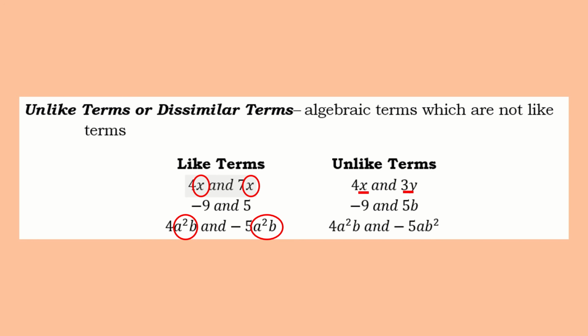So kapag unlike terms, we have here 4x, 3y, 9, 5b, 4a squared b, and negative 5ab squared. So, dili sila same of term.